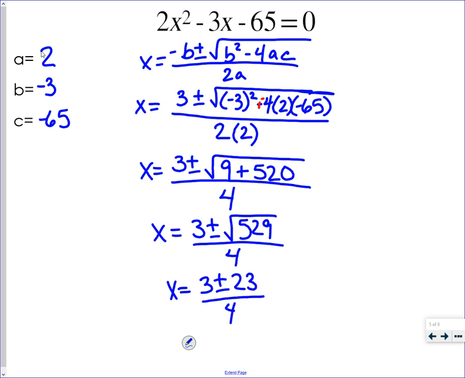So if I have 3 plus 23, that's 26. 26 over 4. I could simplify that and get 13 over 2. That answer's fine. I could divide that and get 6.5. To be honest, most people are just going to be dividing these on your calculators. You should get a decimal answer there. 3 minus 23 would be a negative 20. And negative 20 divided by 4 would be negative 5.